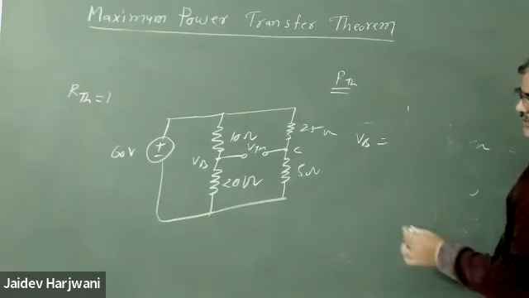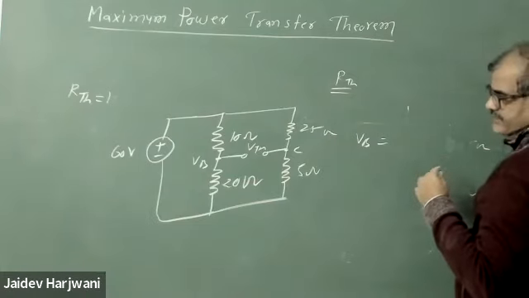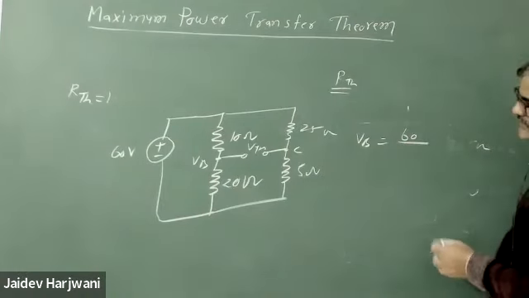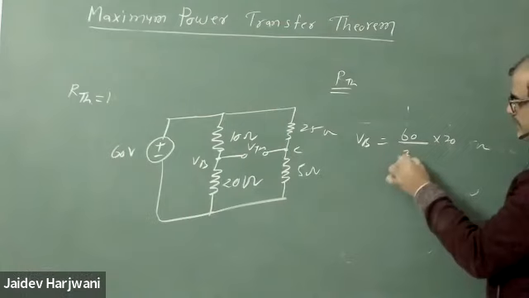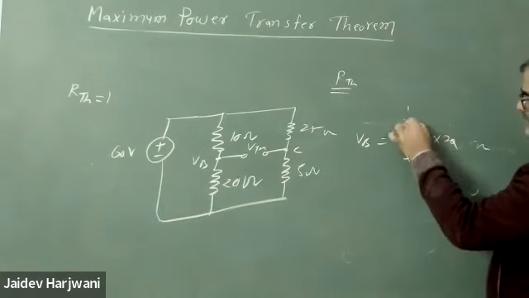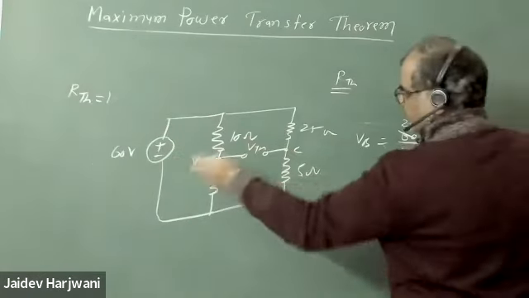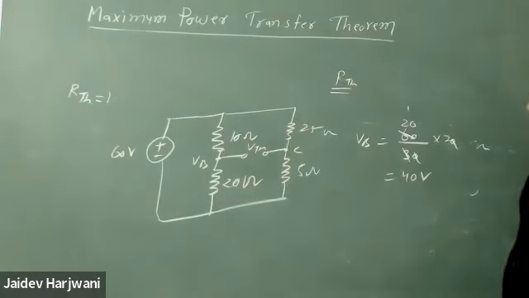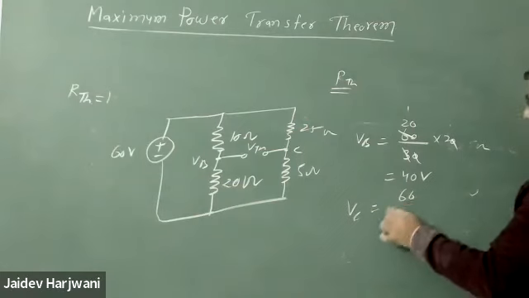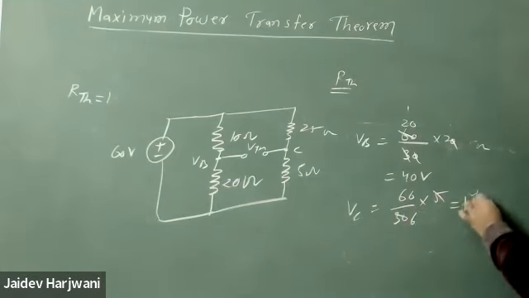VB will be by voltage division. That means first I have to get the voltage division. How to find voltage division? 60 into 20 divided by 30. So this becomes 3, this becomes 20, so 40 volts. Similarly, if I want to divide 60 across these two resistances, VC will be 60 divided by 30 into 5. So this becomes 1, this becomes 6, this becomes 10 volts.